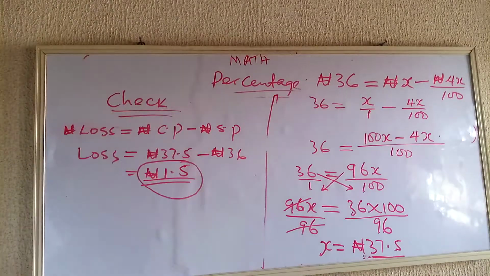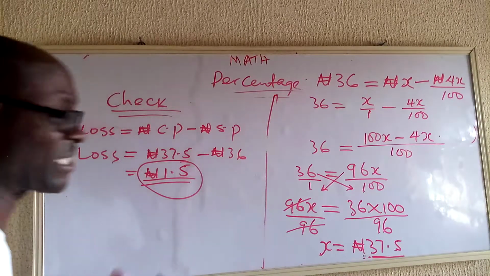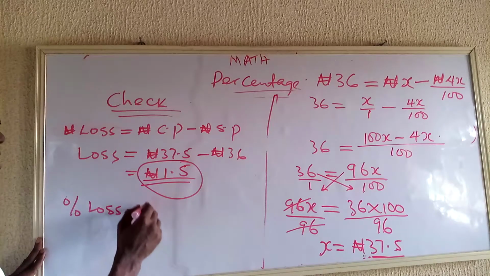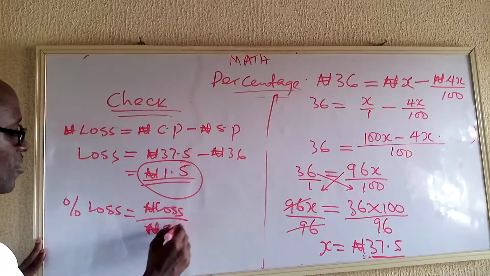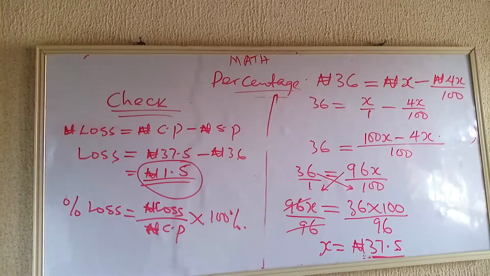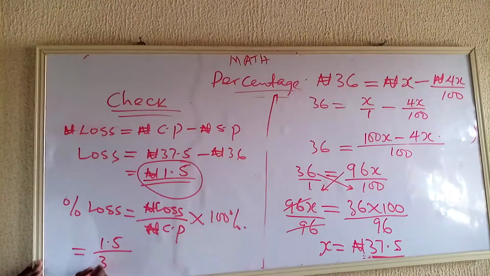So now remember the formula I gave you, that if you want to convert loss in naira or gain in naira to percentage, don't forget it is percentage loss equals loss in naira over cost price in the currency, which is the naira, times 100%, right? So let's do that. What is the loss in naira now? 1.5 over, what is the cost price? 37.5 times 100.